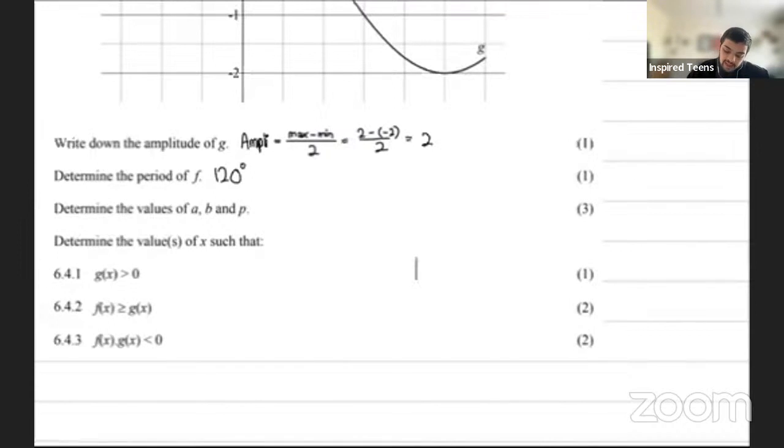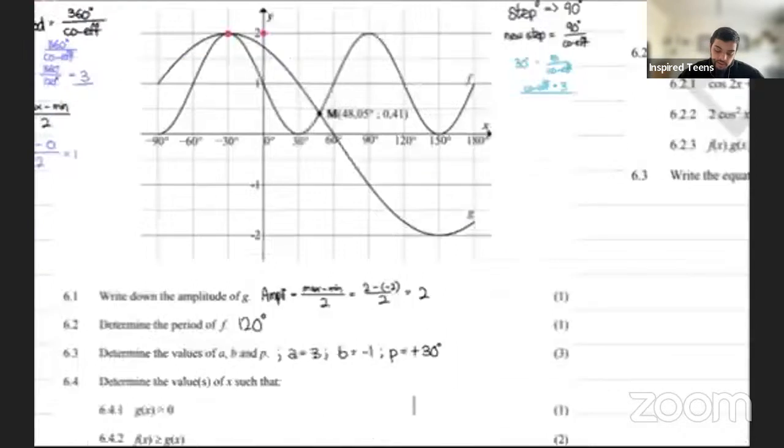Determine the values of A, B, and P. We solved for A as 3. We solved for B as -1. We solved for P as plus 30, not negative, even though it's shifting to the left. Okay, how we solved for those? We did them just now above.